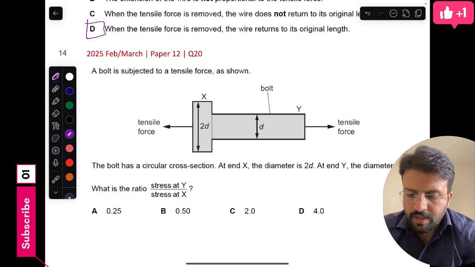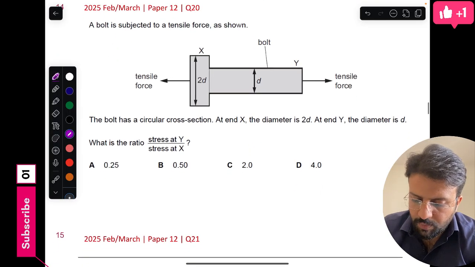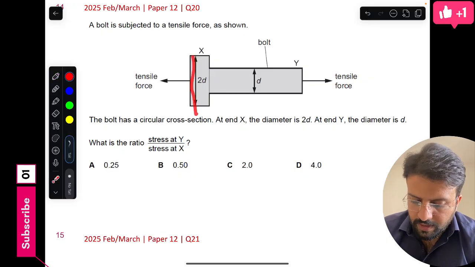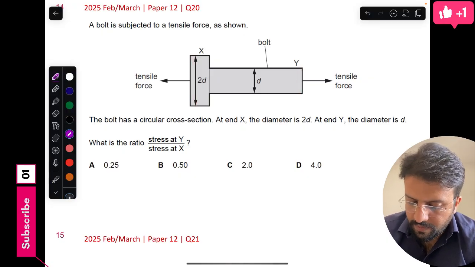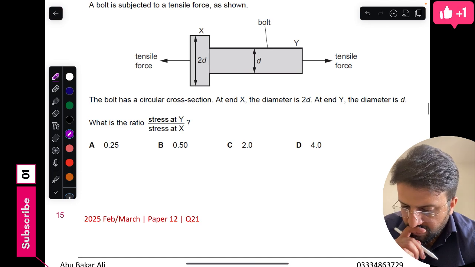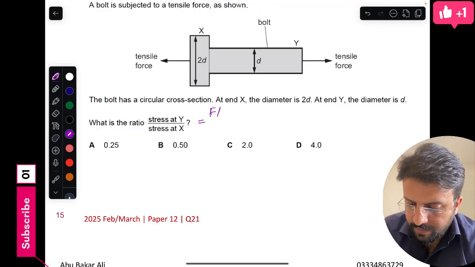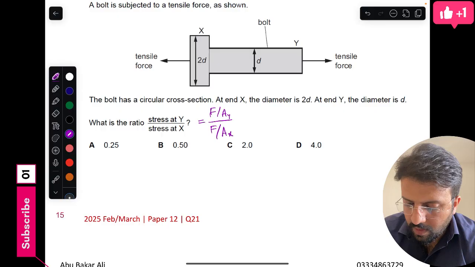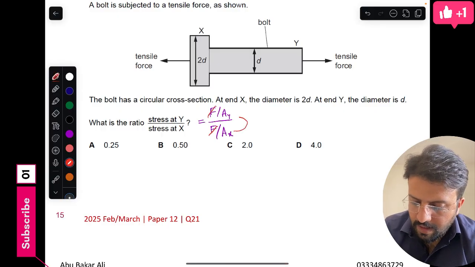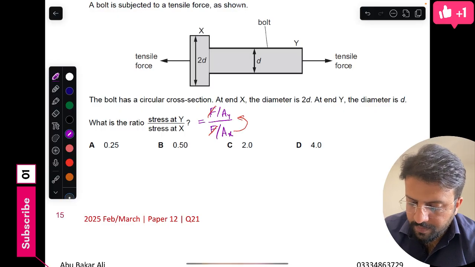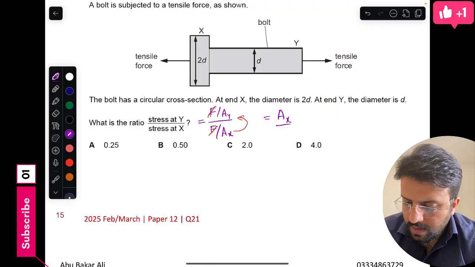In the next question, a bolt is subjected to a tensile force as shown in the diagram. The bolt has a circular cross section. There are two ends, one is end X and one is end Y. You have to find the ratio of stress. The forces will be the same. So stress we can write as F over area of Y, and this is F over area of X. This F will cancel out, and X will go up, so it will give you area of X divided by area of Y.